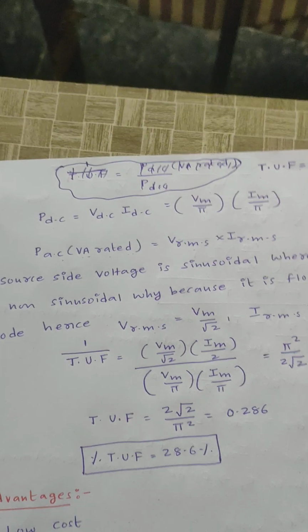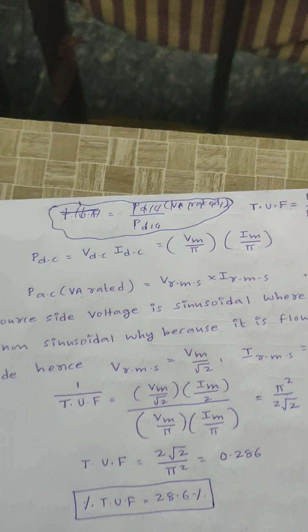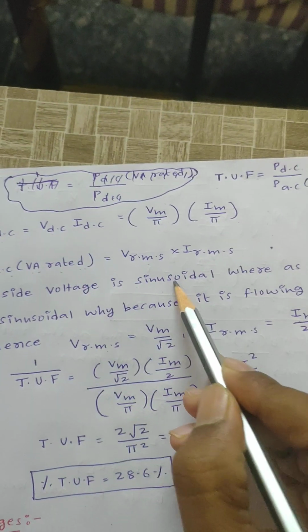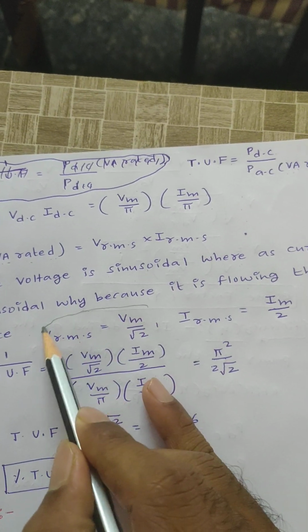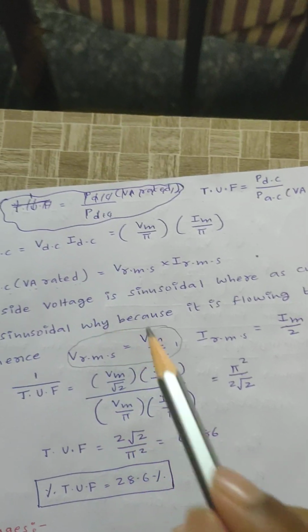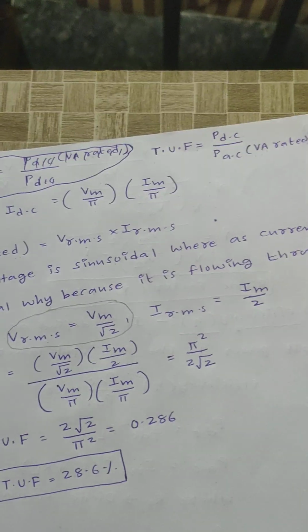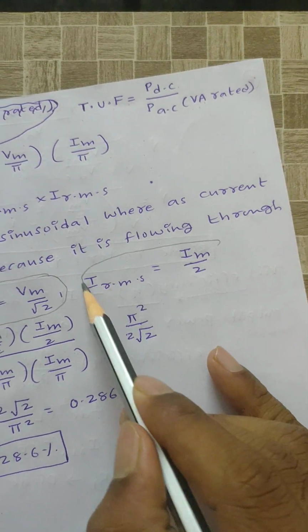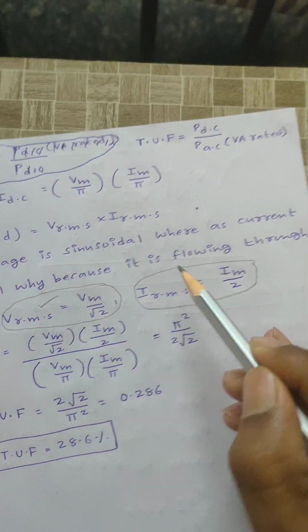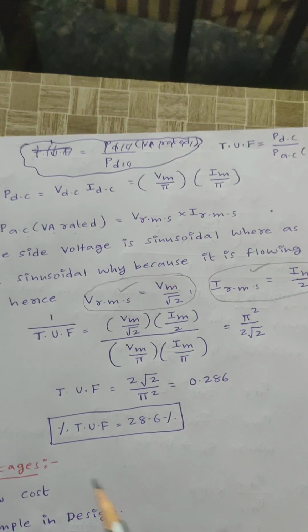See here, the source is a sinusoidal voltage. For a sinusoidal voltage, the VRMS value will be VM by root 2. But the RMS current is flowing through the diode. That means in case of a half wave rectifier, the RMS current will be IRMS equals IM by 2. This is the change. You need to identify this change.